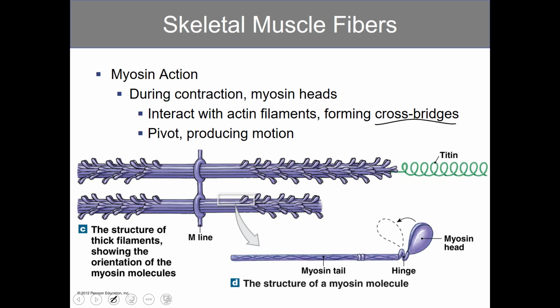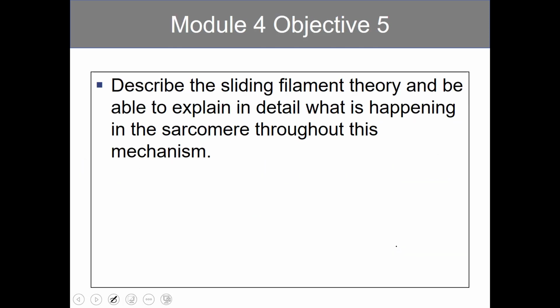The myosin additionally pivots, and you can see the pivoting indicated by this arrow. It changes shape, and it produces a motion where the myosin head moves to a new formation. Again, lots of little details there, but if you spend the time to memorize them, life will be easier as we progress through this module.